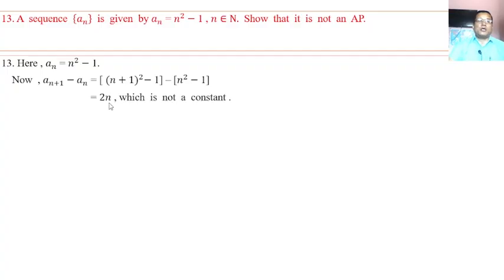The value of the difference is not constant, so the common difference is not the same for different values of n. Hence the sequence is not an AP.